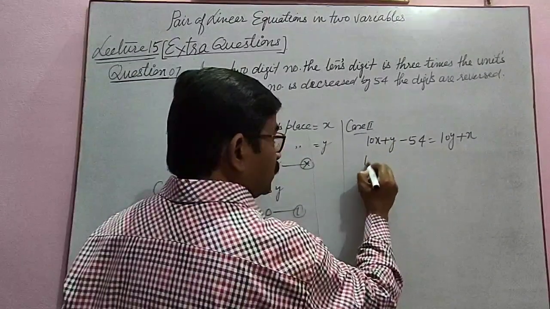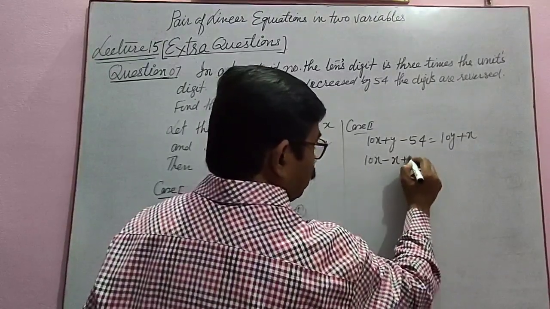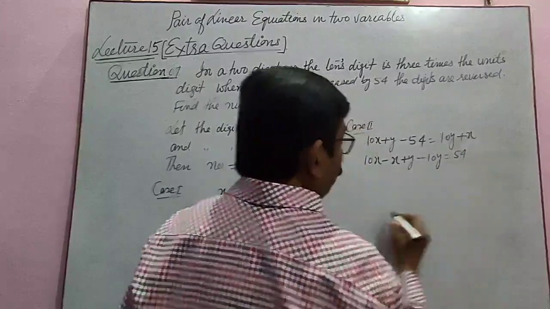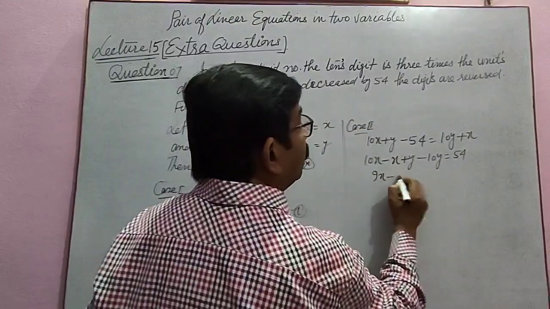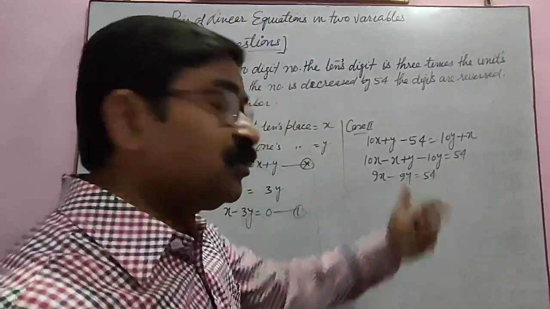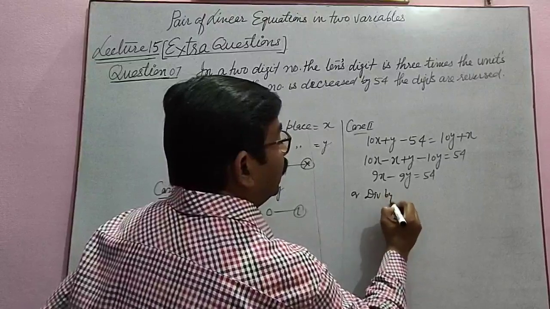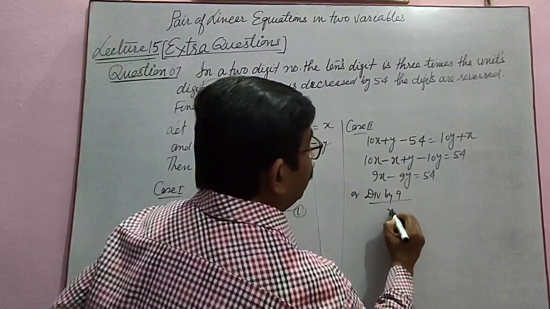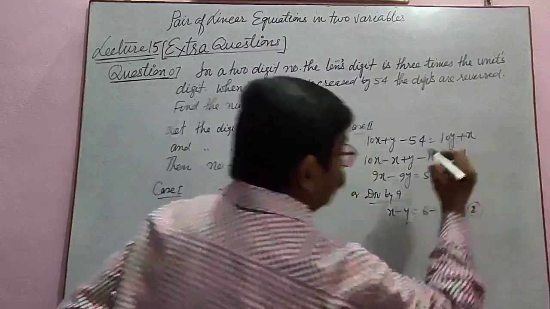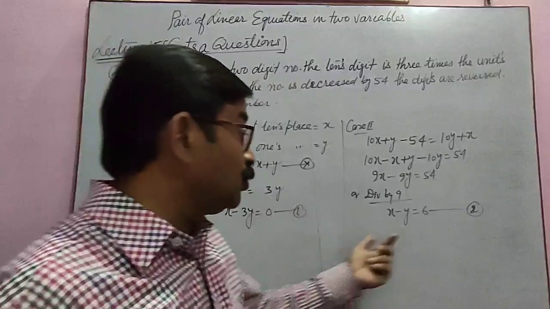This is 10x, bring this x this side, minus x plus y, bring this 10y, minus 10y is equal to 54. We have 9x minus 9y is equal to 54. Divide this equation by 9. So we have x minus y is equal to 6. Equation number 2.